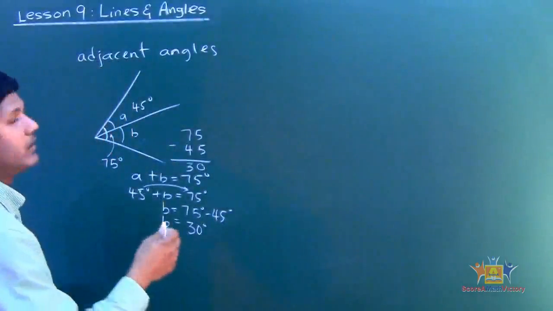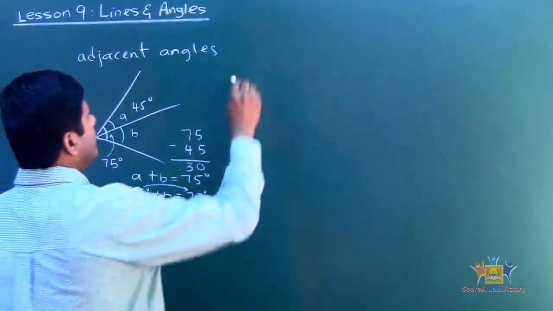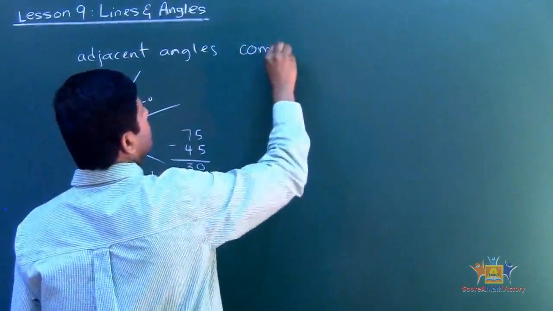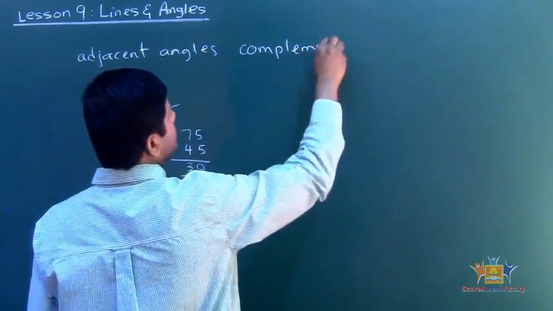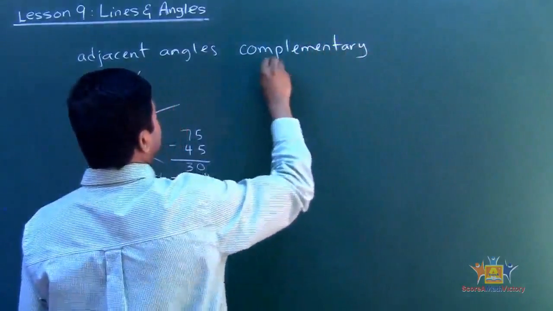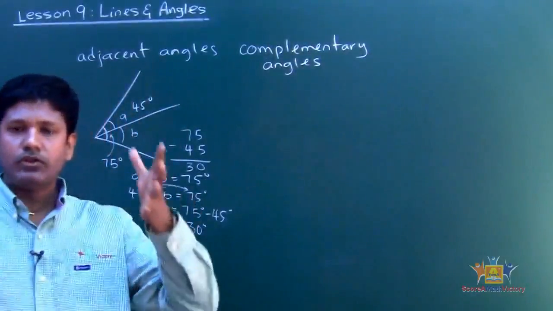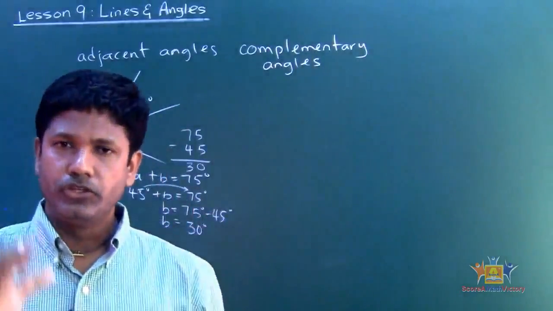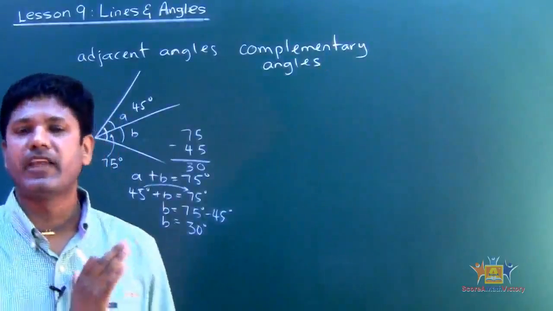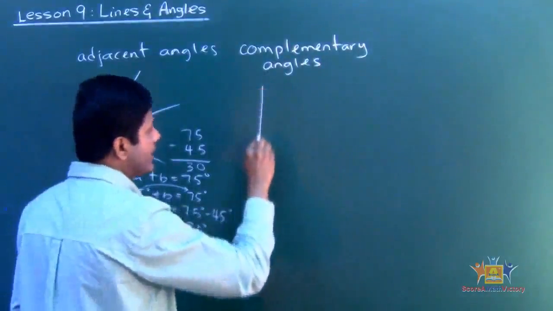Now let's talk about complementary angles. When I say the word complementary angles, you're dealing with a total of 90 degrees. 90 degrees.